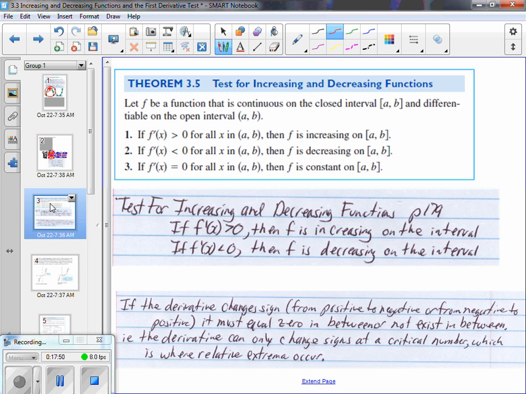It says let f be a function that is continuous and differentiable. If f prime of x is greater than 0, I would rather think of that as f prime of x is positive, then f is increasing. Hey, that's what we said. If f prime of x is less than 0, I think of that better as f prime of x is negative, then f is decreasing, that's what we said. If f prime of x equals 0 for all x, not just for one x, for all x in the interval, well, then you have a horizontal line. Okay? So f is a constant function.